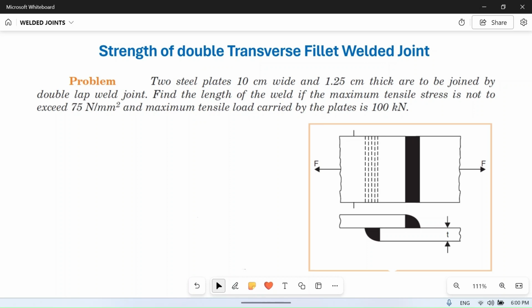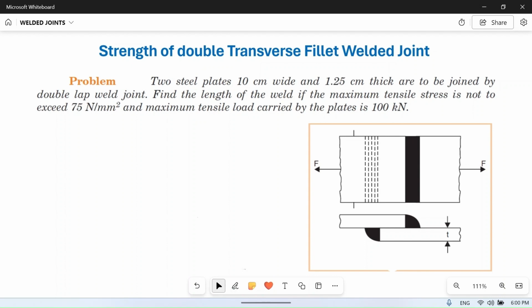In today's video we will solve a numerical problem based on the strength of a double transverse fillet welded joint. First of all, what is a transverse fillet welded joint? Transverse means this is the direction of load, and the joint is perpendicular to this. If the welded joint is perpendicular to the direction of load, then it is called a transverse joint. What is fillet? This portion is called fillet.